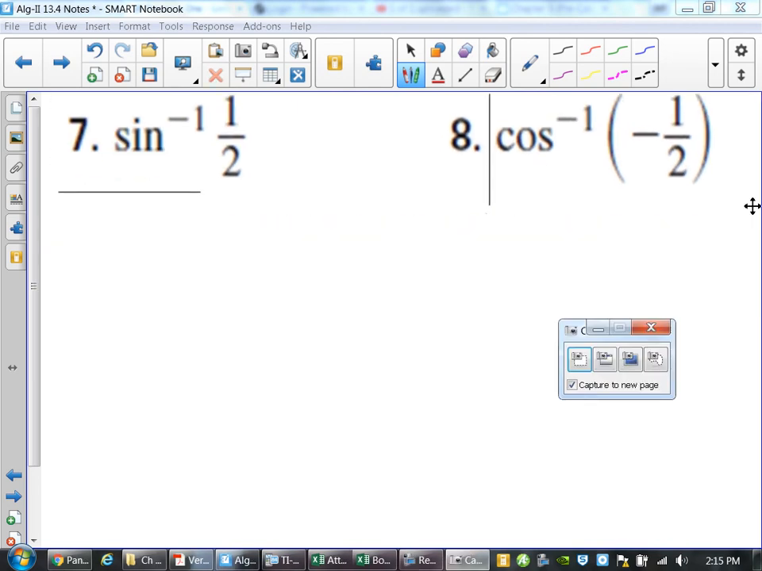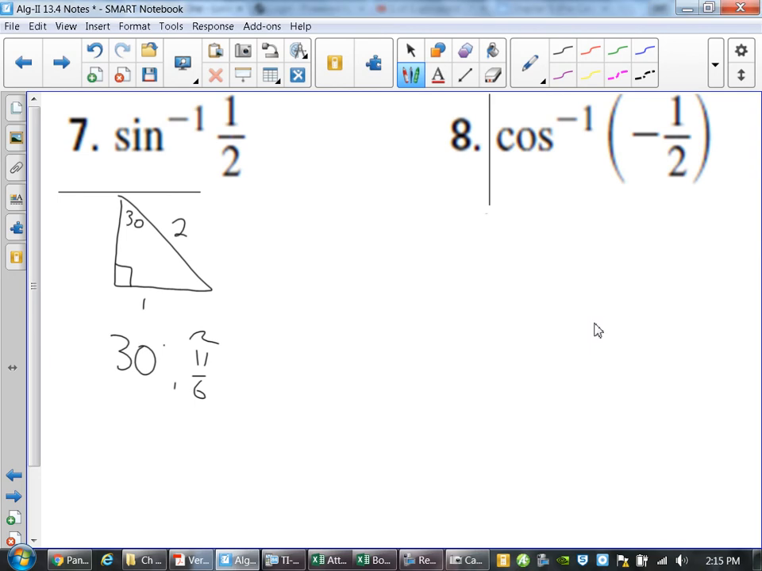Let's do the sine one real fast, and then we'll go to the other one. What angle has a sine of 1/2? I know it's a 30, 60, 90. Very good. Which one is it? The 30 degrees. What's 30 degrees in radians? Do we have to answer in both degrees and radians? Yes. Always give both.